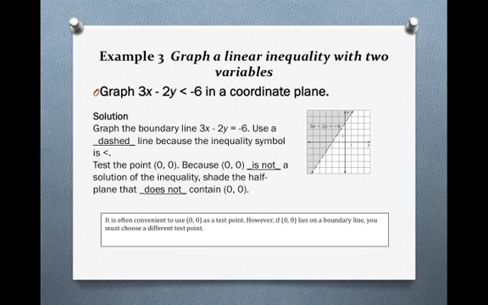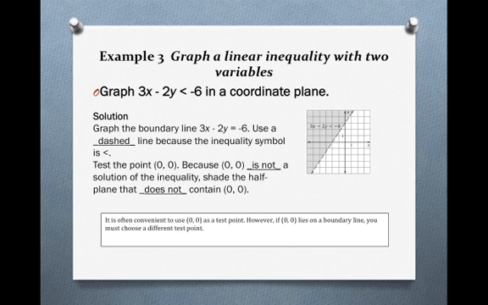And then once we have that line drawn, we're going to test the point 0, 0. Okay, so we plug in 0 for x and 0 for y. And so let's see, we get 0 minus 0, which is 0, is less than -6. It's not a solution. 0 is not less than -6. So we're going to shade the half plane that does not contain 0, 0. So we're going to shade on the other side. Again, if we got a true statement, we would shade on the side of 0, 0.